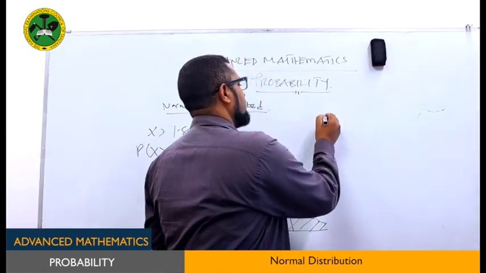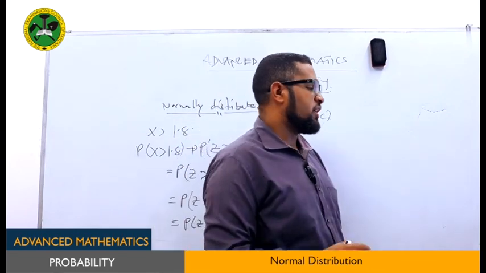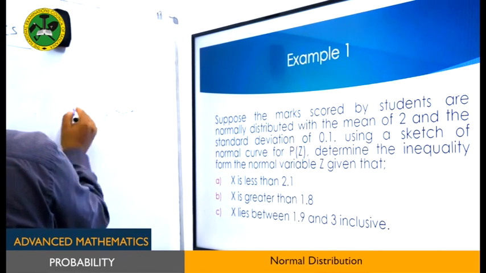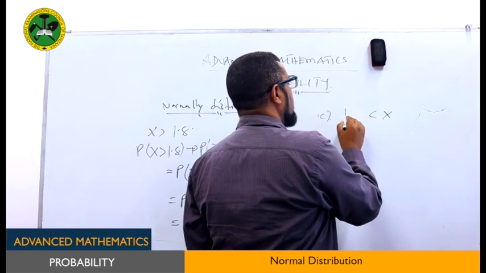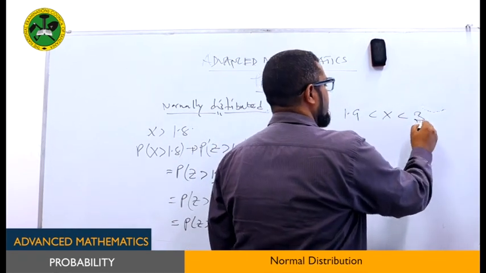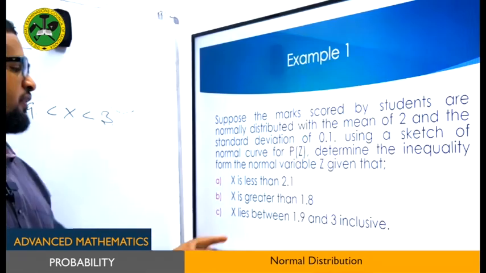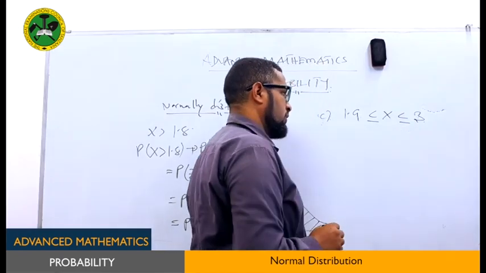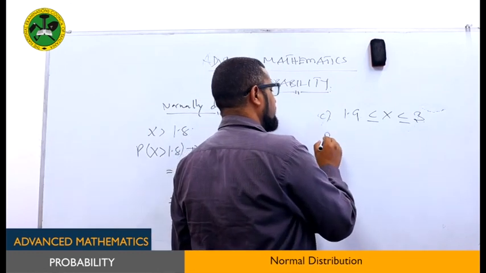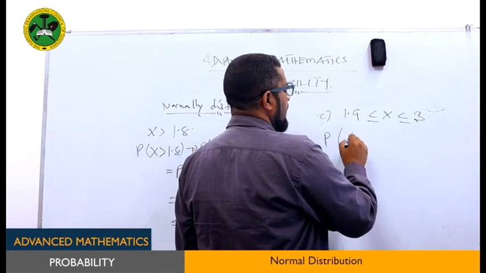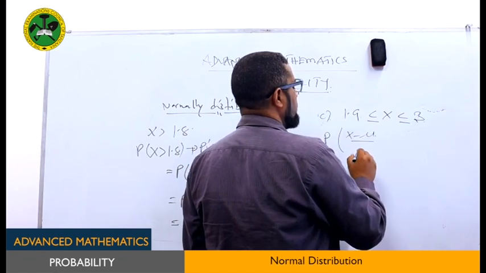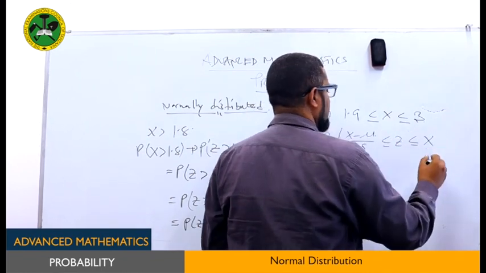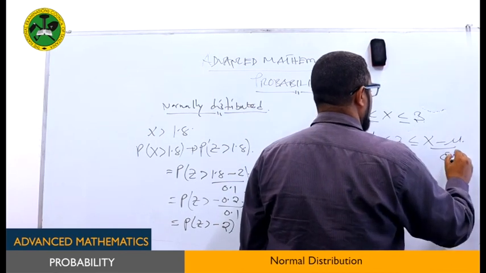Let's see part C. Part C, when x lies between 1.9 and 3. But if you see the word inclusive, it means these values are included. So here we use less than or equal, less than or equal. Now in Z, the formula, as you remember, is x minus mu, or mean, over the standard deviation: less than z less than, again, x minus mean divided by standard deviation.